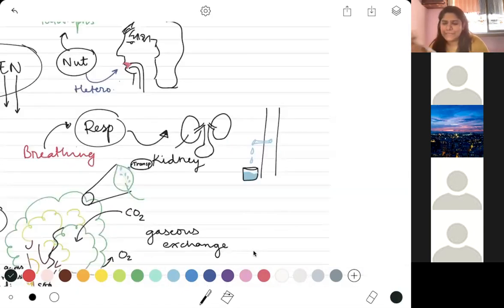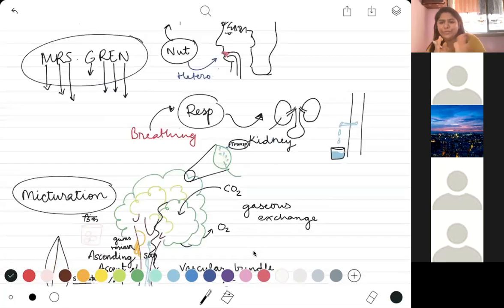So this is basically what your plants do. Sorry, ma'am, what is that gummy thing called? It's called the sap. It is the sap which is essentially oozing out of your plant.